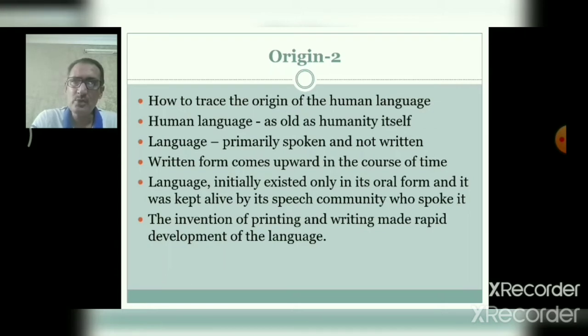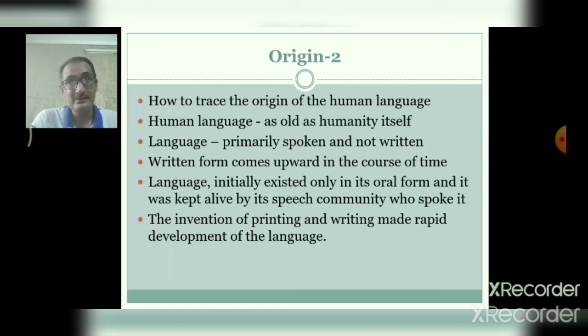A language is born with its spoken form, and gradually after hundreds and hundreds of years it takes its written form. So language initially existed only in its spoken or oral form, and it was kept alive by its speech community who spoke it. Because sometimes some intelligent person will have an idea, how did this language survive if it did not have any written form?